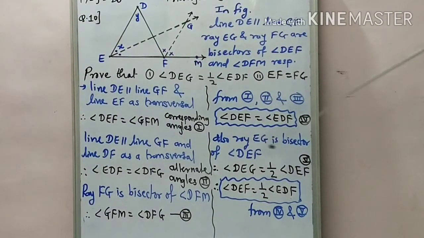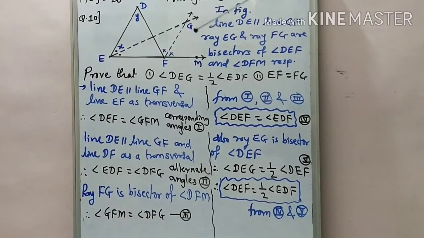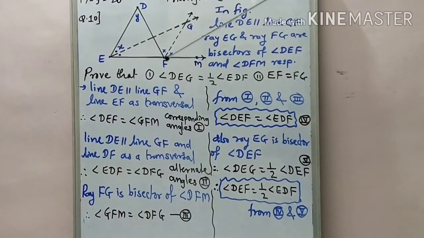And then we again use the angle bisector property, that EG is the bisector of angle DEF, so two equal parts, DEG and GEF, which are half of angle DEF. So we take only angle DEG is half of angle DEF, but we already proved that angle DEF is equal to angle EDF, so we replace this angle DEF with angle EDF. Okay, now the second part is what? EF equal to FG, that we have to prove.